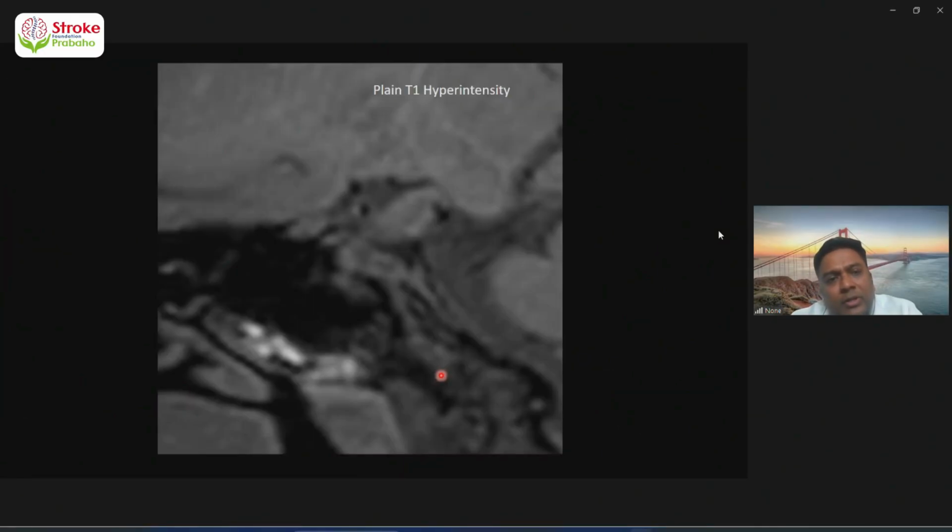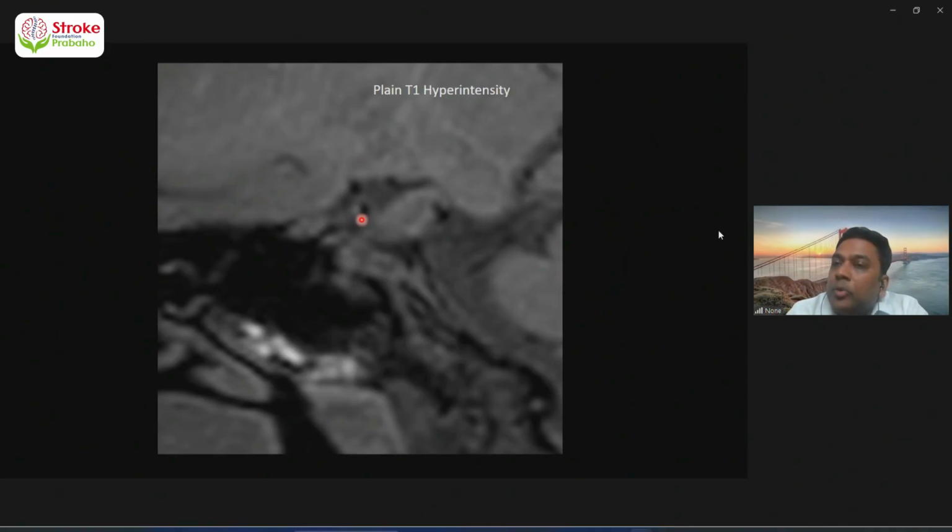Okay. So one other important thing we found in this particular patient, we also looked at the plain T1. If you look at the plain T1, there is a little bit of hyperintensity that you see. So this is an intraplaque hemorrhage. So this patient, although had terminus involvement, A1 involvement, M1 involvement, we know from the plain T1 there is some hyperintensity. That means there has been an intraplaque hemorrhage.